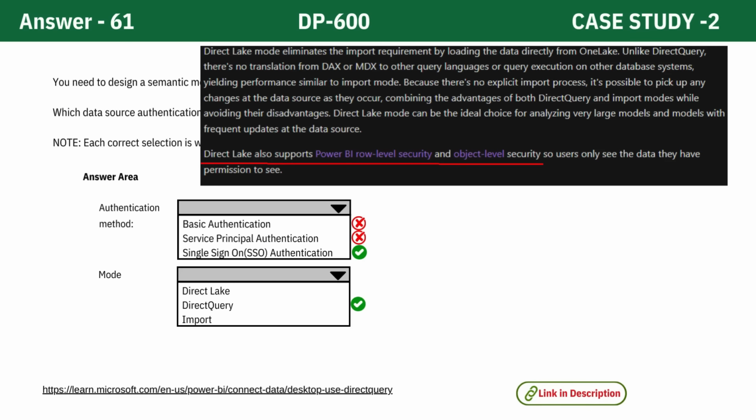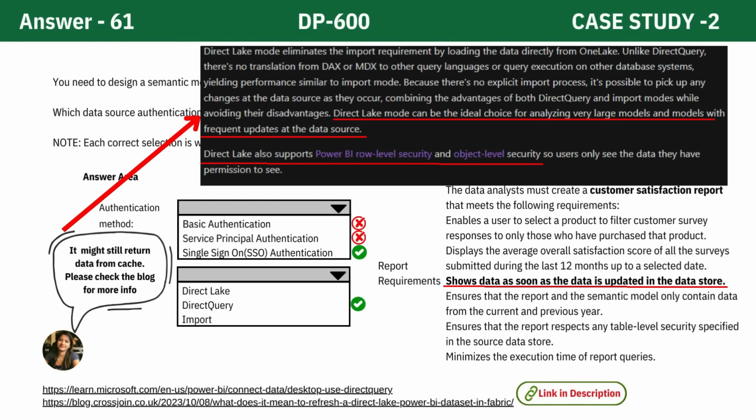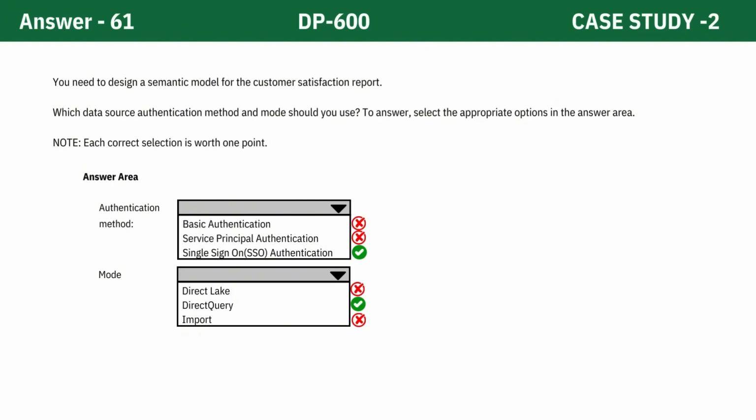While Direct Lake is a viable option due to its efficiency and support for row-level security, it does not guarantee immediate data updates, as it may rely on cached data. This can be a limitation when the requirement specifies that the data needs to reflect updates immediately. By selecting SSO authentication and direct query mode, we ensure both secure and efficient access to the most current data, aligning with the project's security and performance requirements.